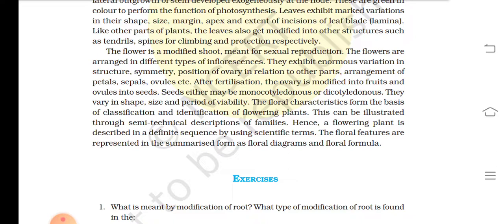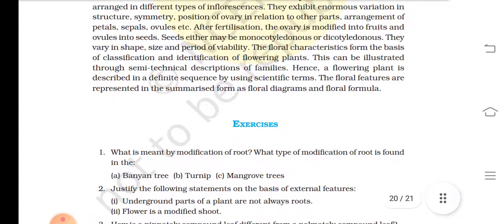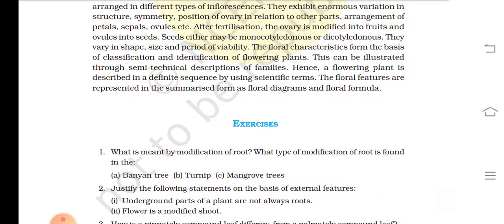The flowers are arranged in different types of inflorescence. They exhibit enormous variation in the structure, symmetry, position of ovary in relation to the other parts, arrangement of petals, sepals, ovules, etc. After fertilization, the ovary is modified into fruits, ovules into seeds. Seeds either may be monocotyledonous or dicotyledonous. They vary in shape, size, and period of viability.